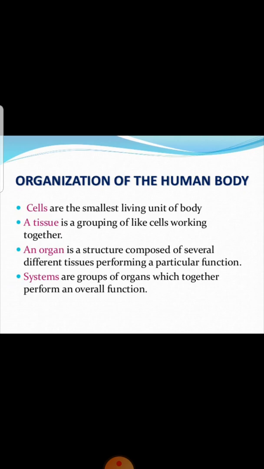You are already familiar with the organization of the human body, and you know that the smallest living unit of the body is the cell. When cells work together in a group, they are called tissue. Next is the organ, a structure composed of several different tissues performing a particular function, and organs work together as systems.